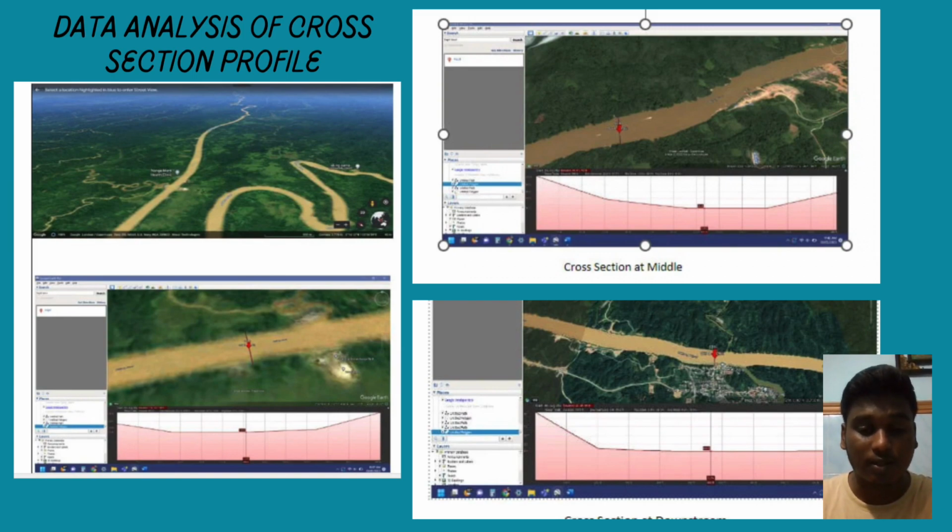For the cross section for the upstream, we find the perimeter. Perimeter is about 658 meter, and then the area is 458. Then we got the slope, and then find the n, and then the R, A over P.